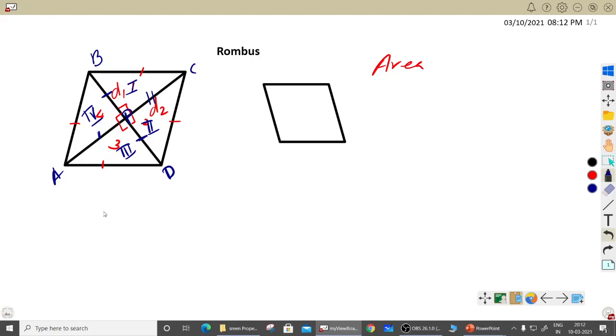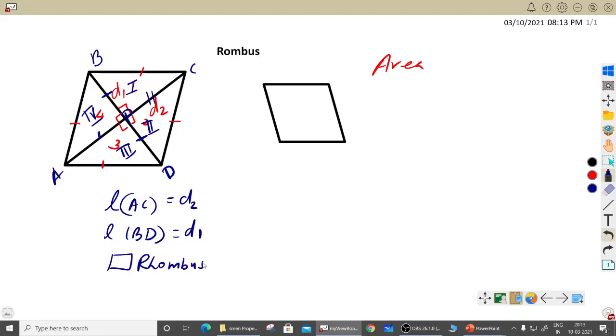If I say length of AC, which I have marked as D2, and length of BD, which I have marked as D1. Understood? In the case of the rhombus, if I name it ABCD, we know that length of AC is equal to D2, very clearly.